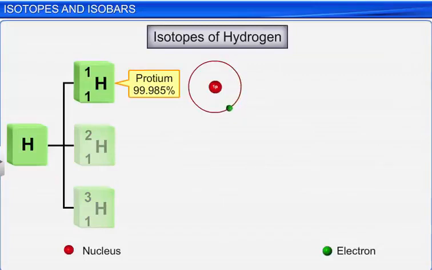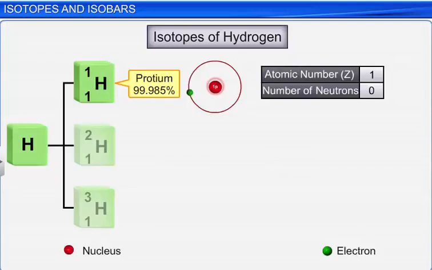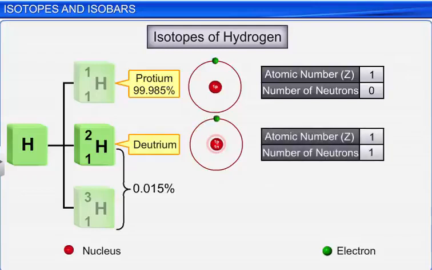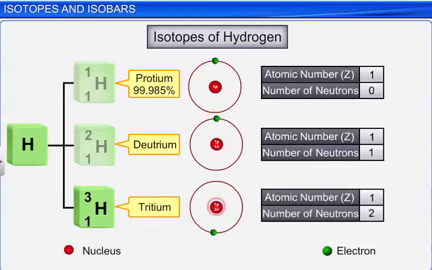99.985% of hydrogen atoms contain only a single proton in their nucleus. This isotope of hydrogen is called protium, 1H1. The remaining 0.015% contain two other isotopes: deuterium, which contains one proton and one neutron, and tritium, which contains one proton and two neutrons. You can see that all these three isotopes have the atomic number 1 and mass numbers 1, 2, and 3 respectively.